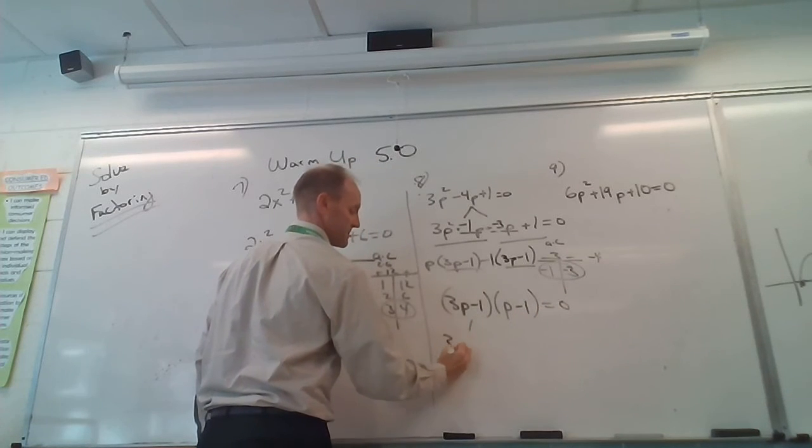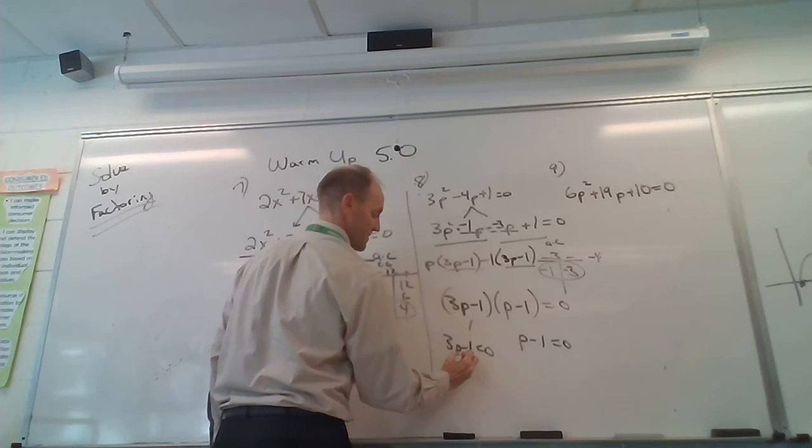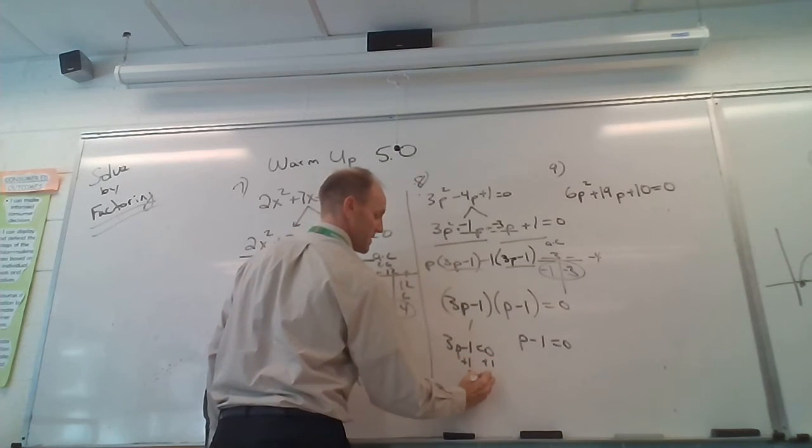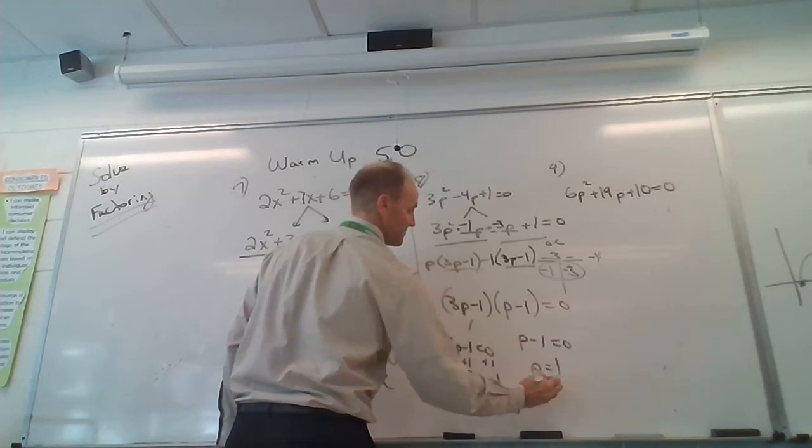Okay, set them each equal to 0. Add 1 to both sides, so 3p equals 1. So p equals 1/3, and p equals 1.